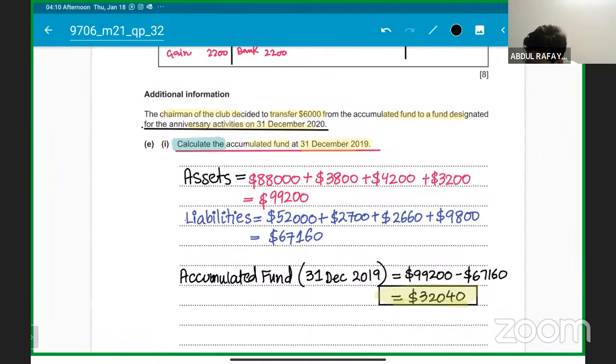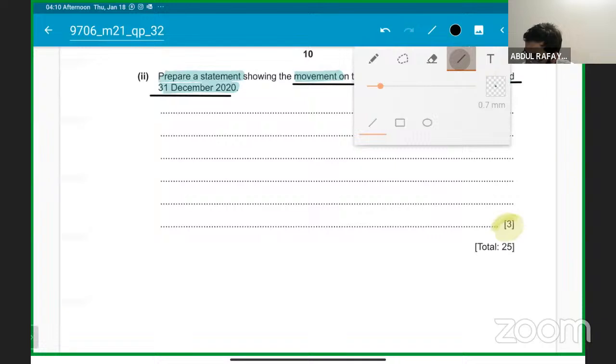The chairman of the club decided to transfer $6,000 from the accumulated fund to a fund designed for the anniversary activities. At the end of that, he did this. तो बेसिकली एक तरह की ड्राइंग्स हो रही है, एक तरह का ट्रांसफर हो रहा है, तो हम सेव कर रहे हैं. तो लेट्स डू दैट एज वेल वेरी क्विकली.